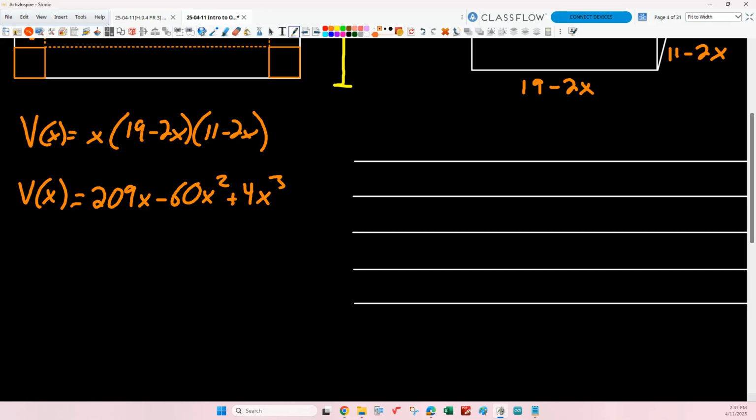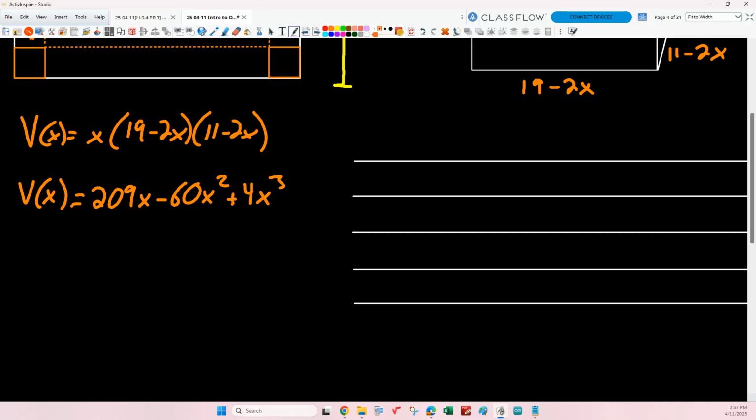I can't probably factor that, can I? Okay. So that's my function. I mean, I'm stuck with it, but that's okay. When I differentiate it, it'll get a little bit easier, right? A little bit easier to work with.